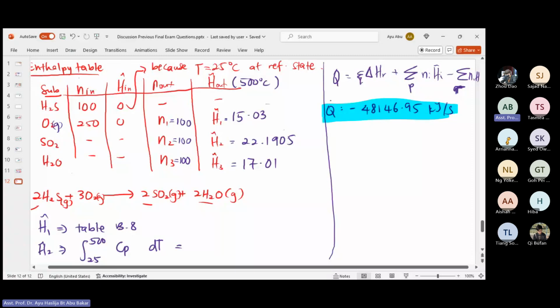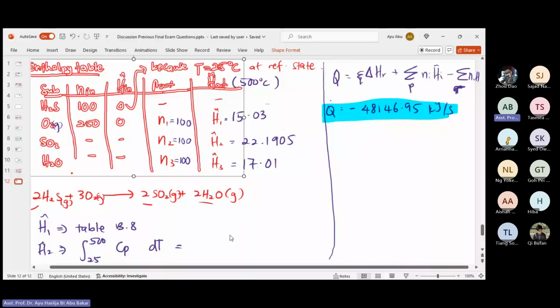Any question? I missed the question for finding adiabatic temperature. Will it come? Might be. For the last chapter, finding the adiabatic temperature might come out, because it's a very lengthy process. Yes.